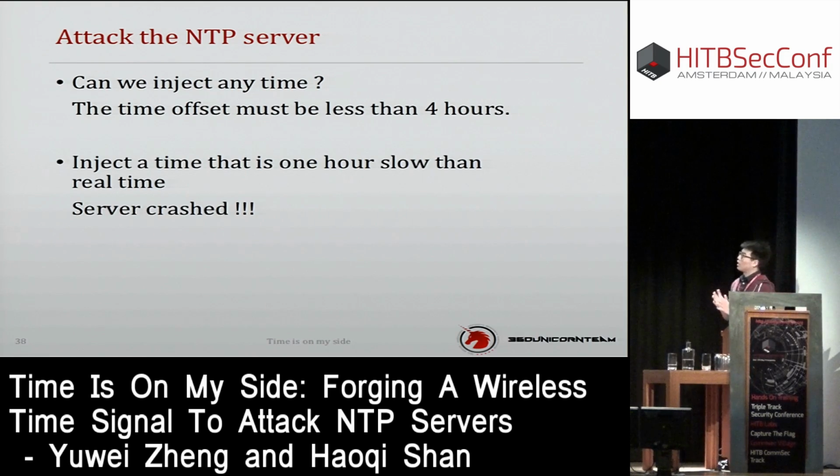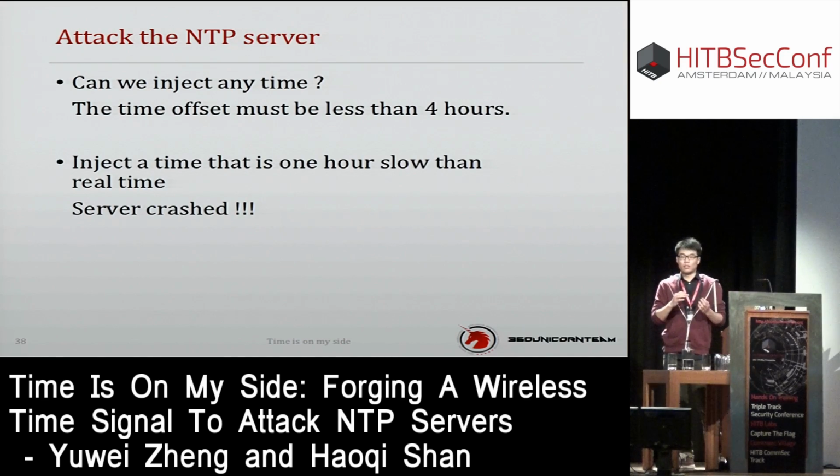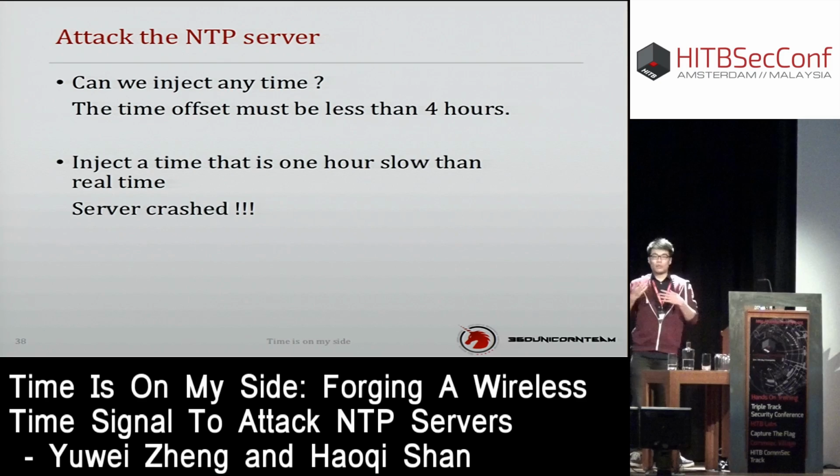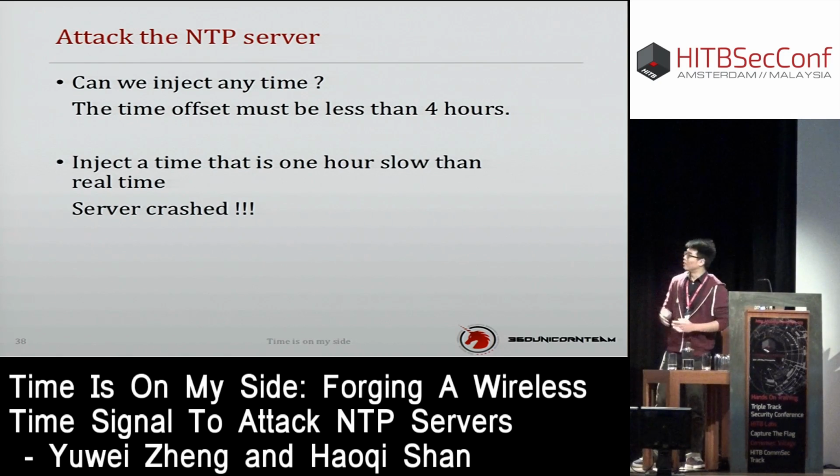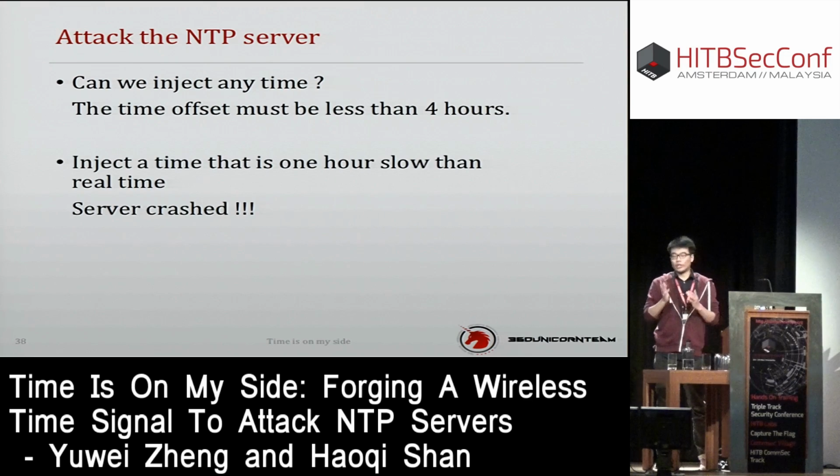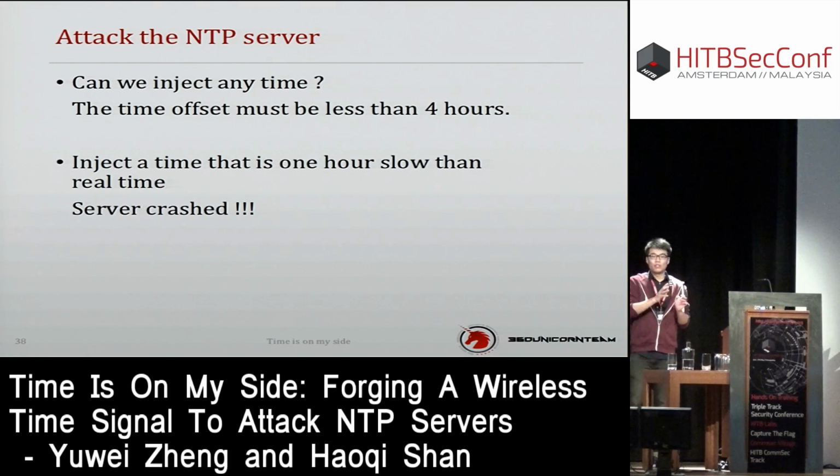But the thing that matters is, can we inject any time? Remember, we just generated a GPS signal and gave it a time that is ahead by about 4,000 seconds. But the NTP server just crashed. So here is the thing. If you read the source code, you will notice that if the time the NTP server gets from its reference clock is really far from its own, the NTP server will crash and panic.